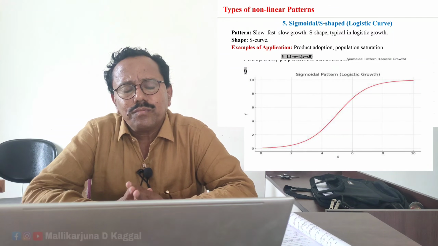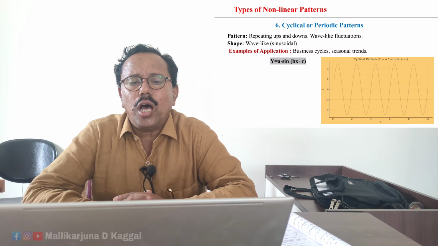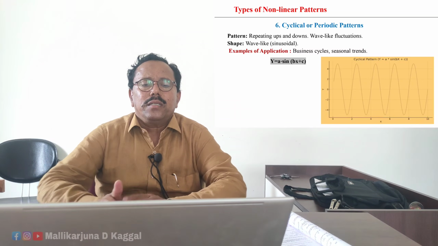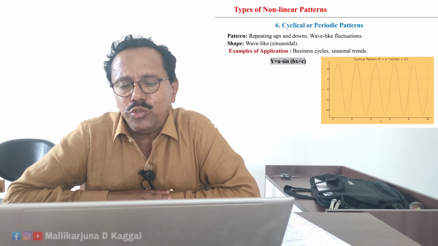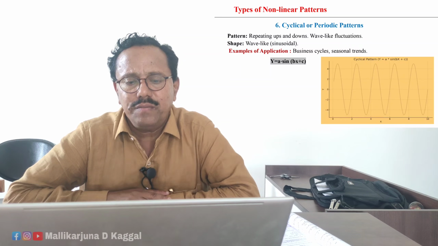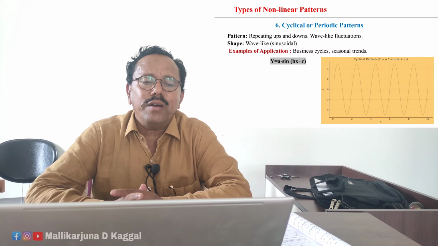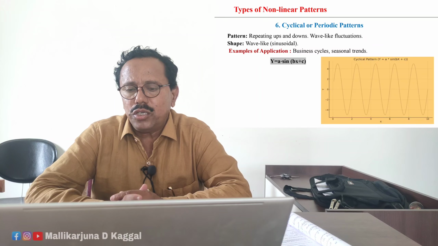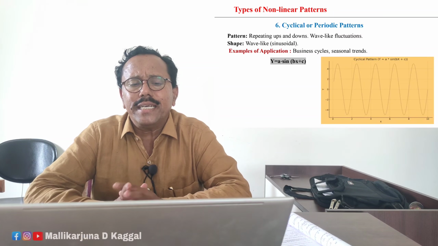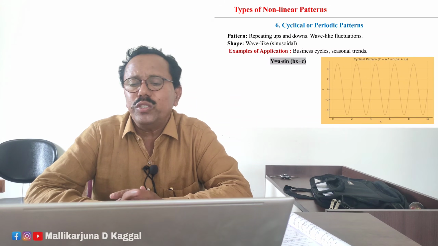The last mathematical function which we use for the non-linear model is the cyclical or periodic pattern. This is used when there are fluctuations, ups and downs, in any data, that is called wave-like fluctuations. When we come across that, we use this cyclical or periodic pattern. The shape is a wave-like pattern, or we can also call it a sinusoidal pattern. The example we use it for is estimation of business cycles and seasonal trends.